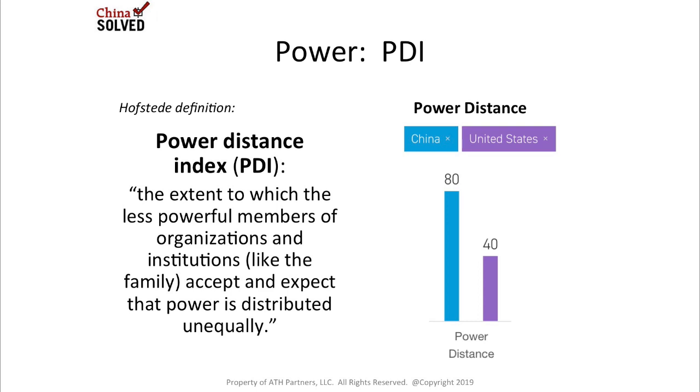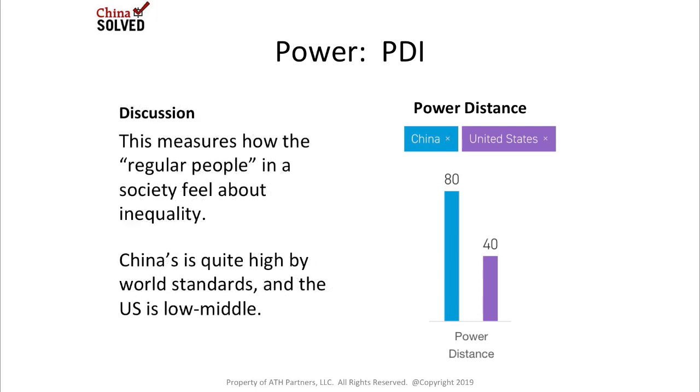States is lower. Power distance is, in the words of Hofstede, the extent to which the less powerful members of organizations and institutions accept and expect that power is distributed unequally. So this is a measure of how regular people in society feel that rewards and wealth and opportunity are distributed unequally. And China's is very high.